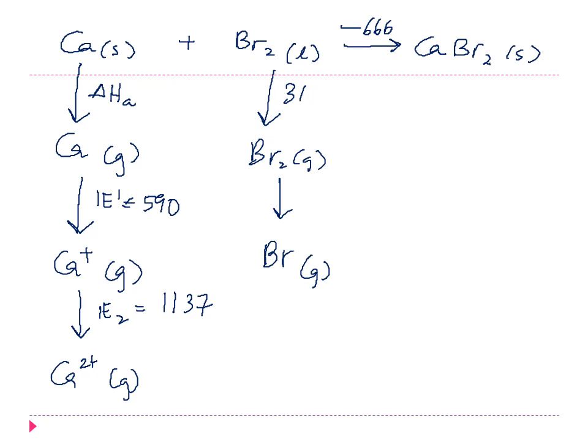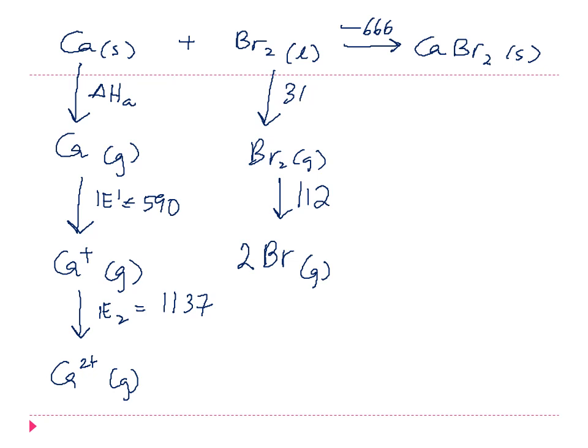So is this balanced, this part? No, it's not balanced, right? So for 1 molecule of bromine, we are going to produce 2 atoms of Br. So what happens here is, the value is 112.